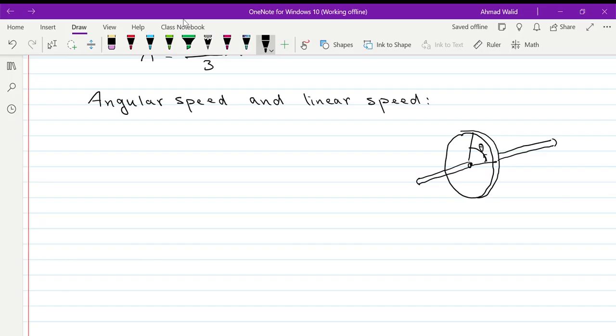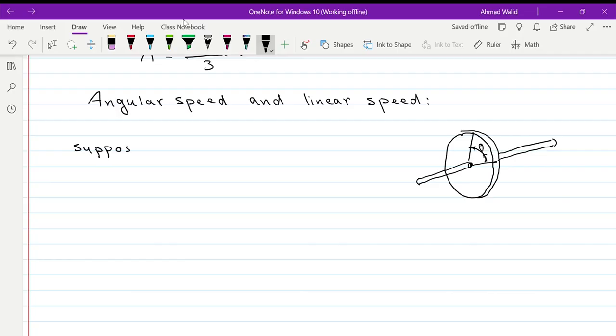And this rotation is at a constant rate. Remember, my rotation is at a constant rate. Because later when we talk about instantaneous, it will be kind of complicated. We need calculus for that. But here, the rotation is at a constant rate. Let me write it down for you to at least understand.